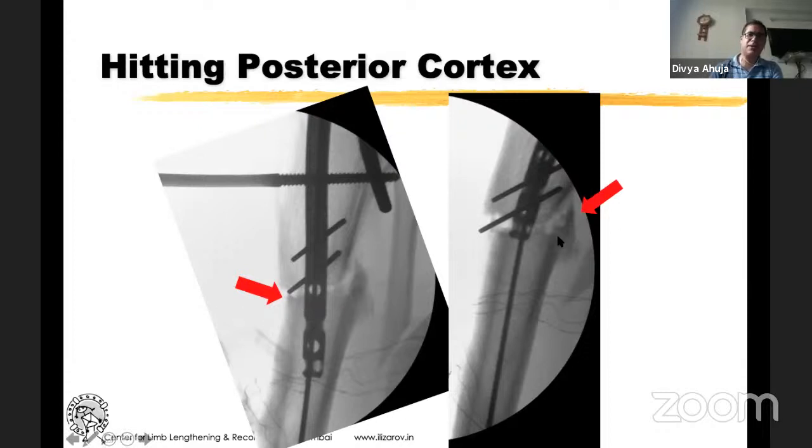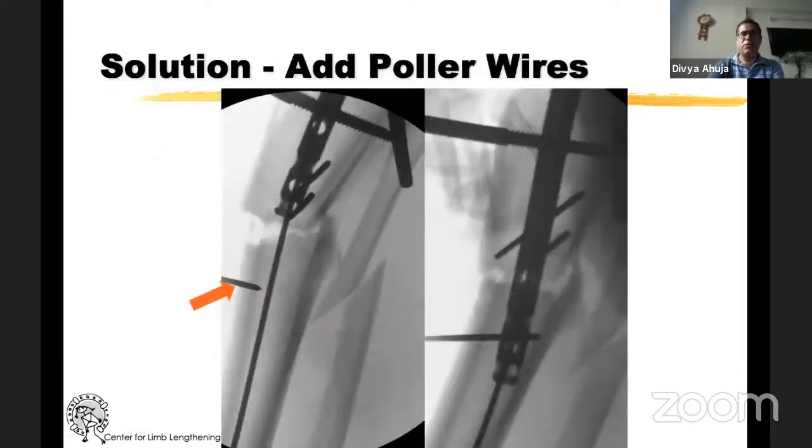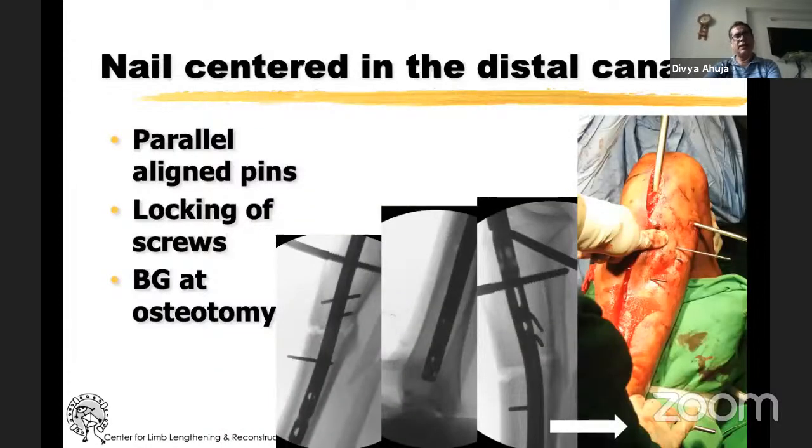The culprit there was this bone spike, which was not letting the translation happen. So we added one more polar wire in the distal fragment to block that canal anteriorly, so that the nail goes more central in the distal fragment. And from then on, everything went on smoothly.